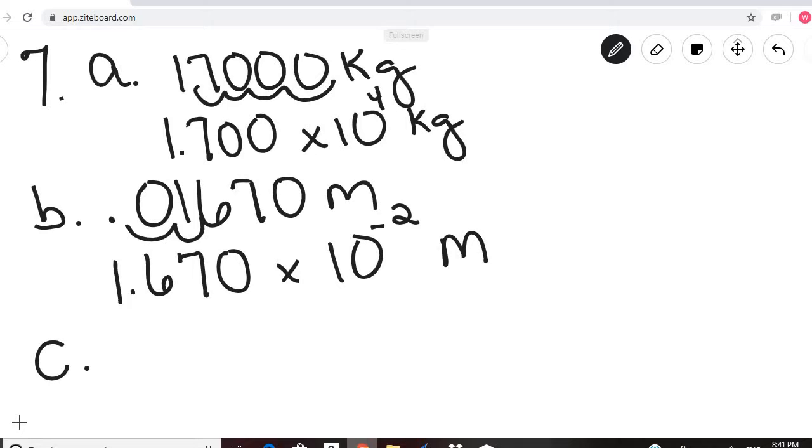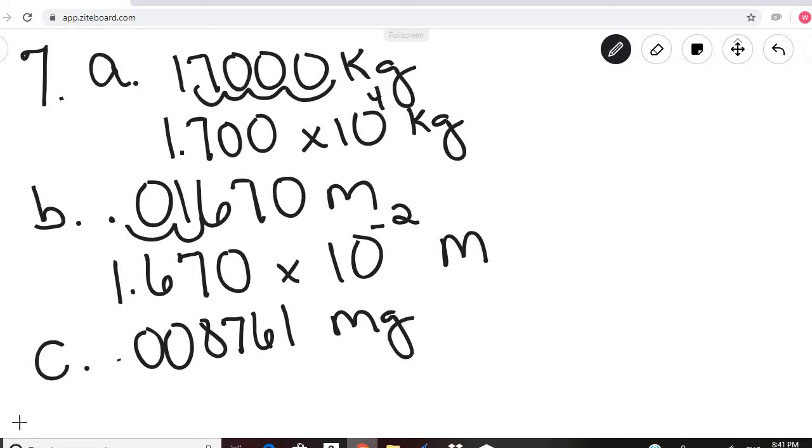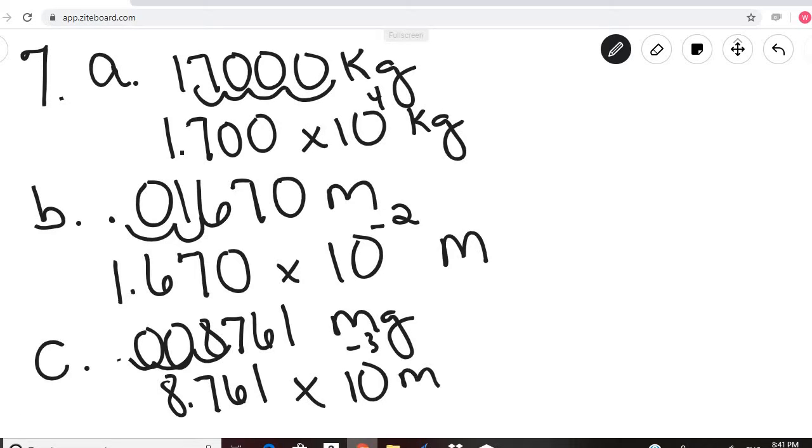Okay, C, 0.008761 milligrams. So 4 significant figures, 8.761 times 10 to the 1, 2, 3. Moved it to the right, so it's a negative 3 milligrams.